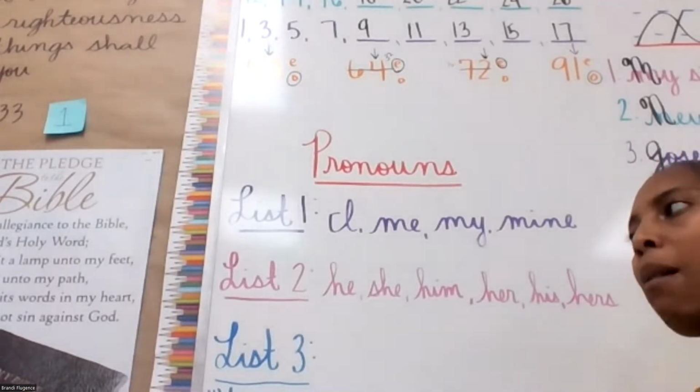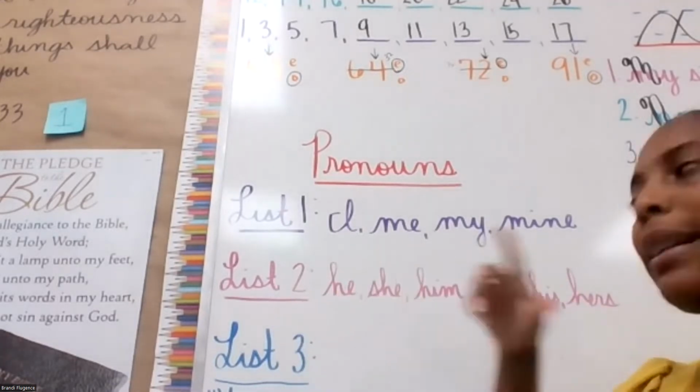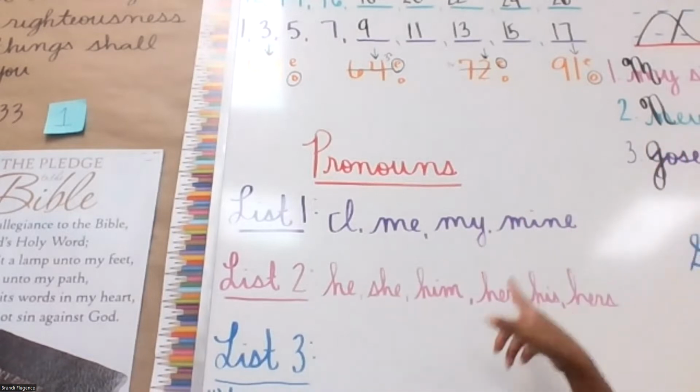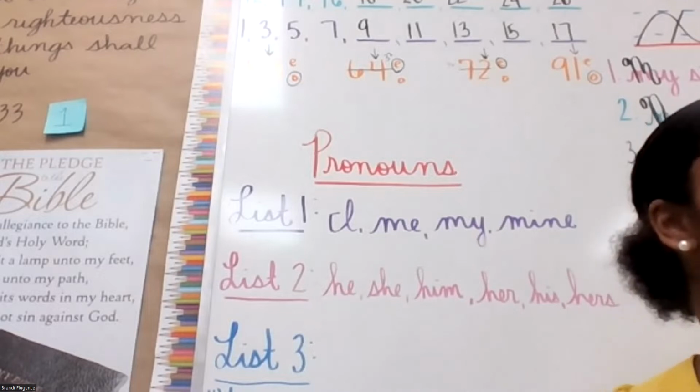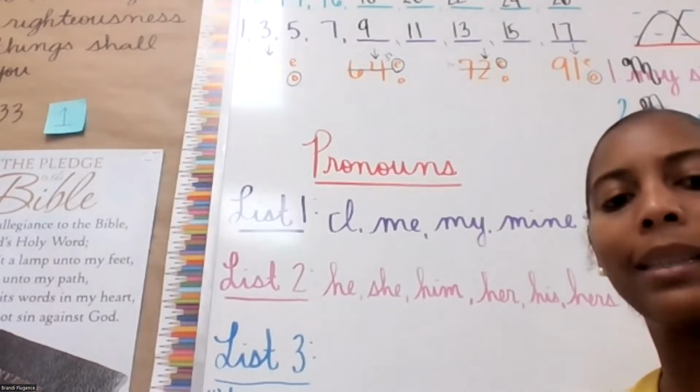So instead of saying Bob, I could say he. Instead of saying Sue, I could say she or him, her, his, hers. That's what we tested on last week. The pronouns that replace the names of people.